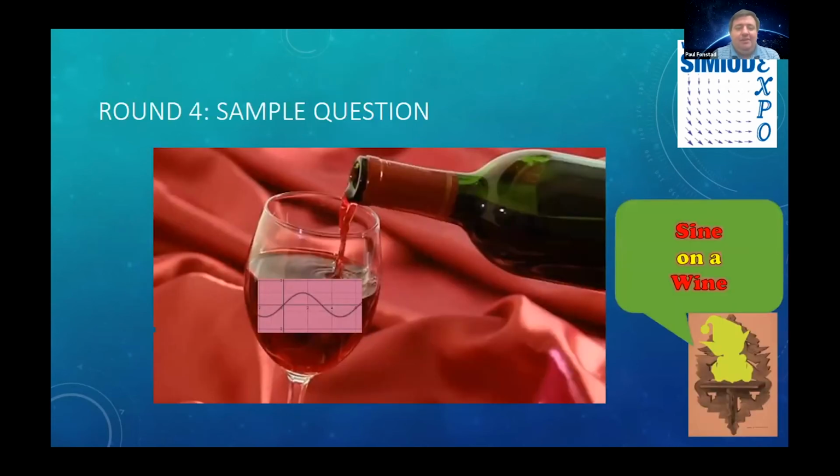So to give you an example, here we have a sign on a wine. You can see it's a sine curve, goes through the right points. It's on a nice glass of red wine. So sign on a wine. So that is the level of question and quality you can expect from this round. Good, bad, indifferent, however you feel about it. Let's go ahead and give it a go.